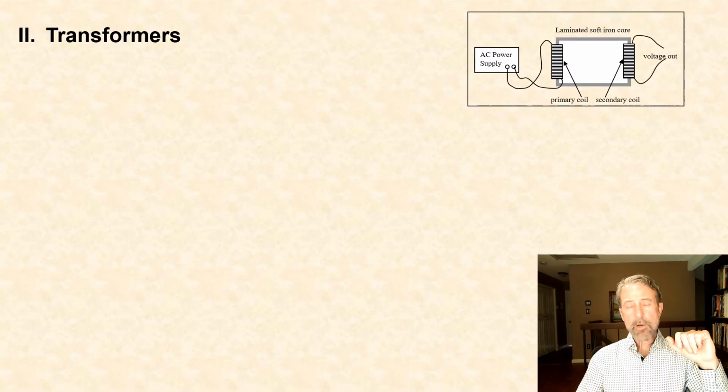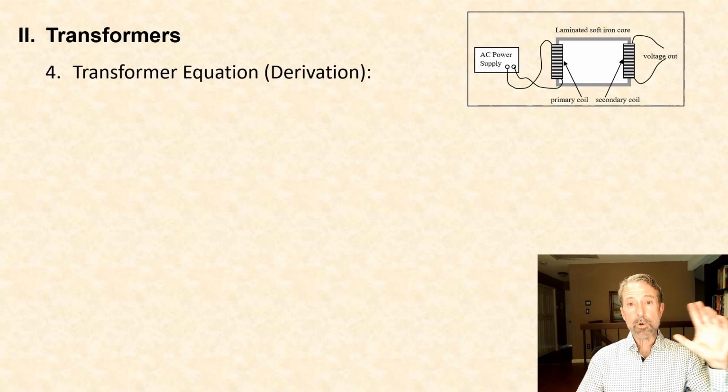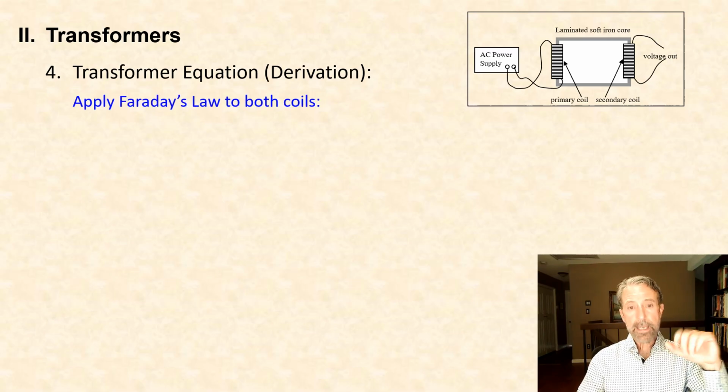The transformer equation describes the very simple yet important relationship between the input and output transformer voltages and the number of turns in both the primary and secondary coils. So in this slide we will derive this important equation. So we start with Faraday's law of electromagnetic induction and apply Faraday's law to both the primary and secondary coil. And we will start here with the primary coil.